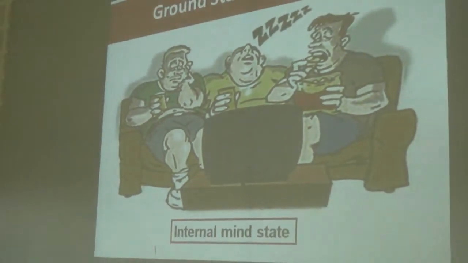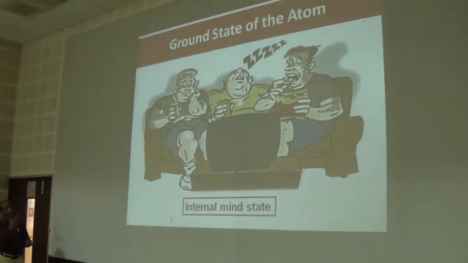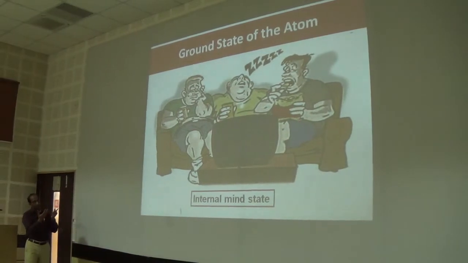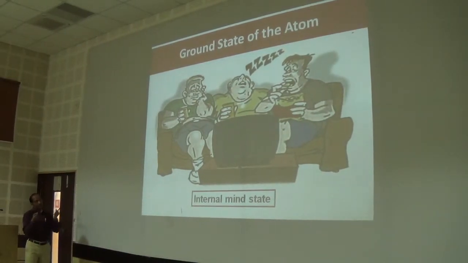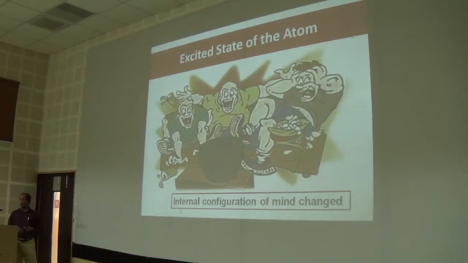So this is one kind of analogy. This picture basically indicates the ground state of the atom. Right. These three people, friends, are watching TV, and they are just enjoying their life in a normal mood. There is no excitement. The internal configuration, right now we can compare with ourselves. We are in a ground state. There is no change in our internal configuration. But somehow they see something different.